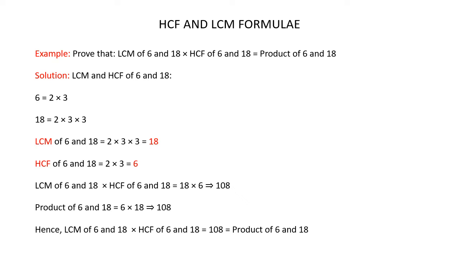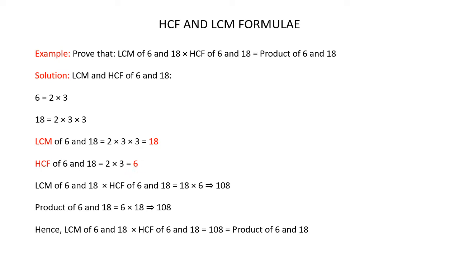So 6 can be written as 2 multiplied by 3. 18 can be written as 2 multiplied by 3 multiplied by 3. Now LCM of 6 and 18 is equal to 2 multiplied by 3 multiplied by 3, which is 18. So LCM of 6 and 18 is 18. Now HCF of 6 and 18 is 2 multiplied by 3, which is 6. So HCF of 6 and 18 is 6.